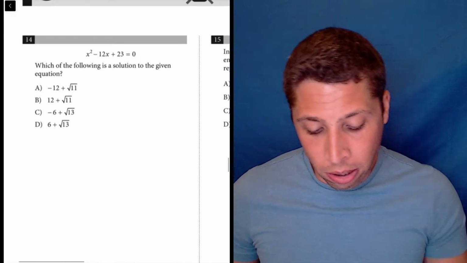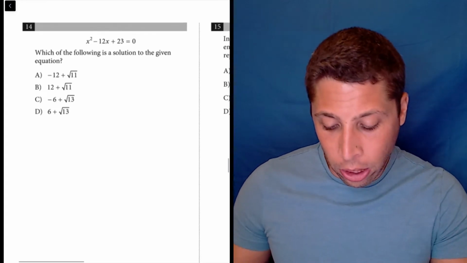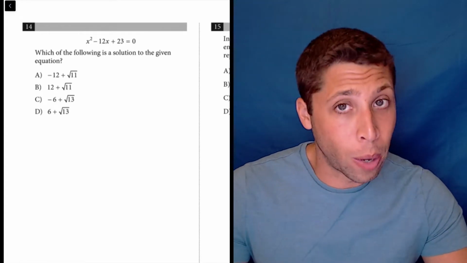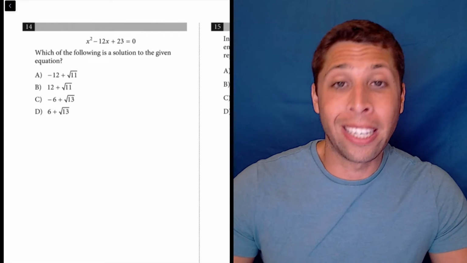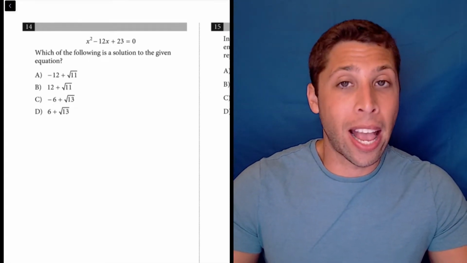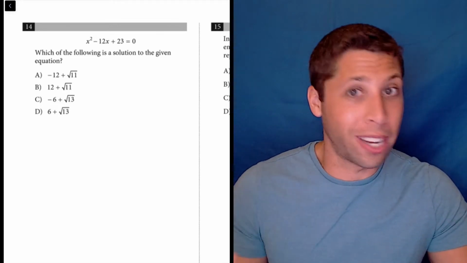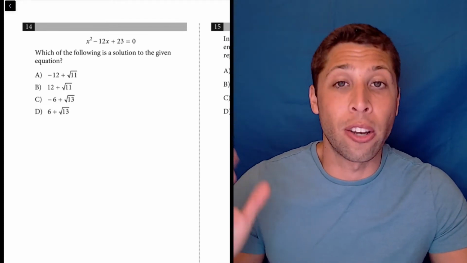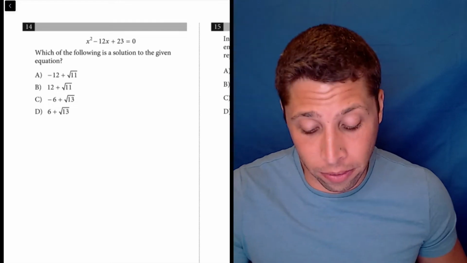Okay, which of the following is a solution to the given equation? This is very clearly going to be a quadratic formula question. If you do not know the quadratic formula, if you are not good at algebra, skip this, okay? It's going to be a pain, and there's really no shortcut here. You're just going to have to know the steps and the order of operations very, very well.